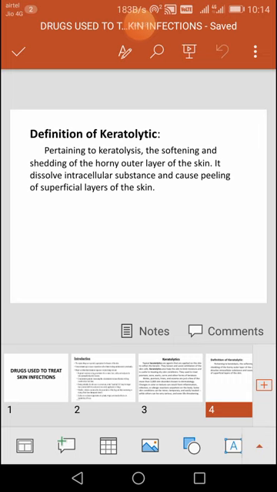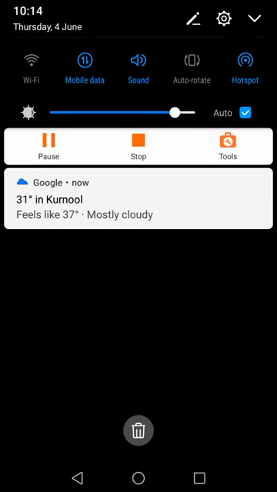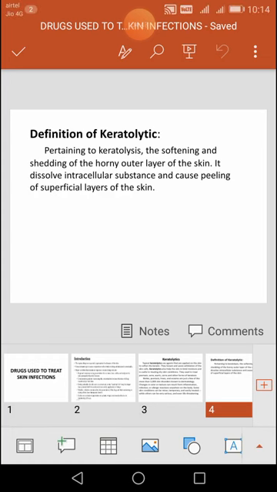Then coming to the definition of keratolytics. Pertaining to keratolytics, the softening and shedding of the horny outer layer of the skin. It dissolves the intracellular substance and causes peeling of superficial layers of skin.